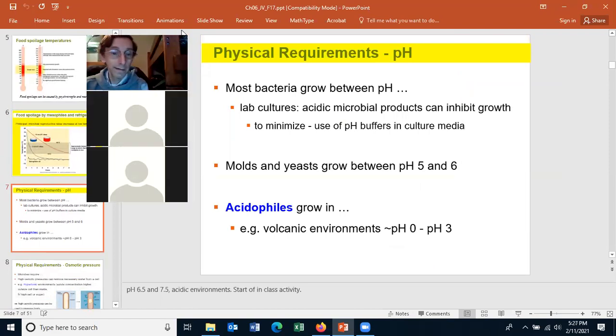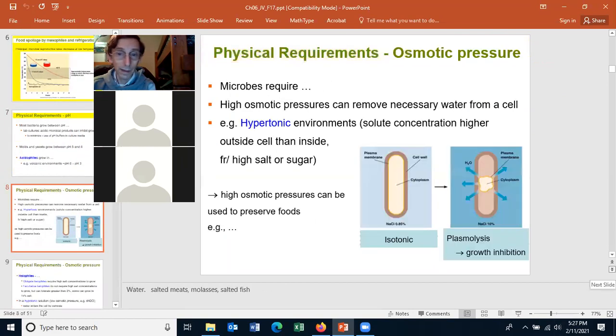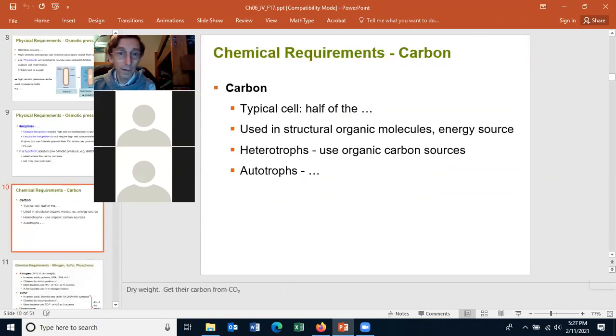All right, this is the start of the in-class activity, which is the discussion worksheet, talking about the physical requirements that bacteria need to grow. And this one's talking about the pH. I'm going to skip over that because you're doing that in the worksheet. Various physical requirements, chemical requirements.